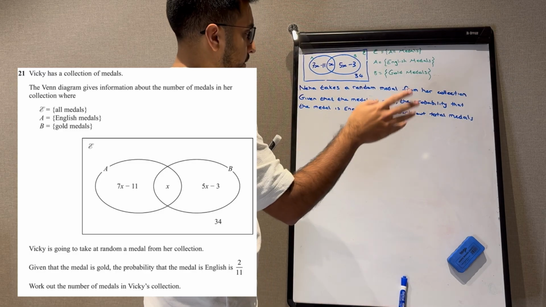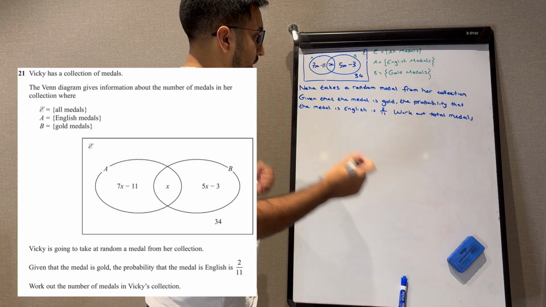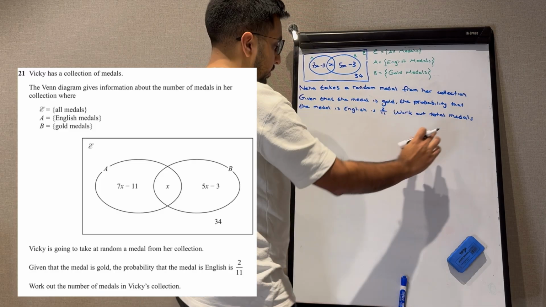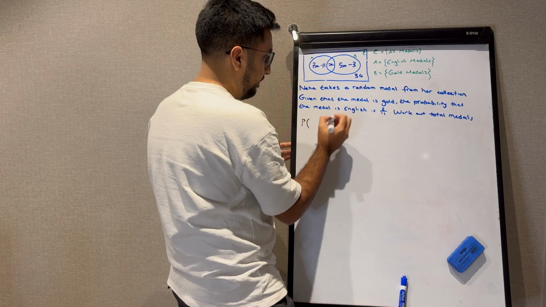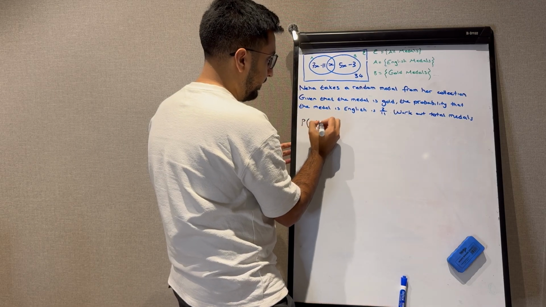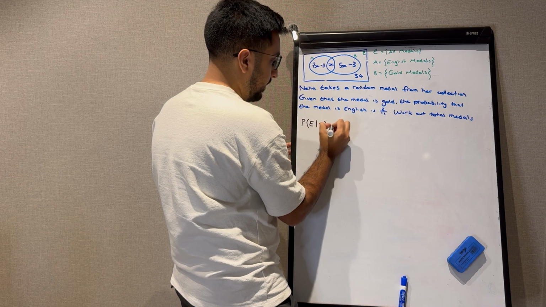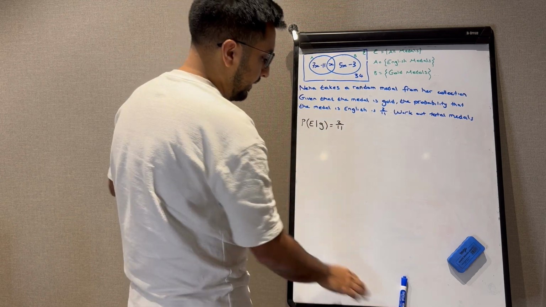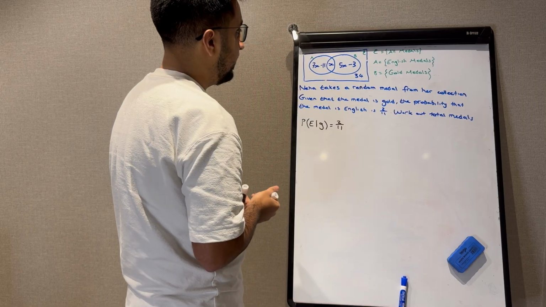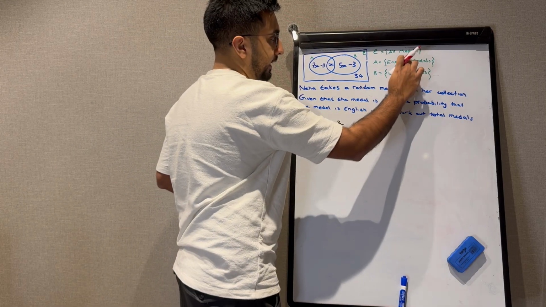Given that the medal is gold, the probability the medal is English is 2/11. How do we deal with that? Firstly, I'm going to rewrite this in a mathematical way. So the probability that it's English, given that it's gold, is equal to 2/11. So what are we going to be looking at here?